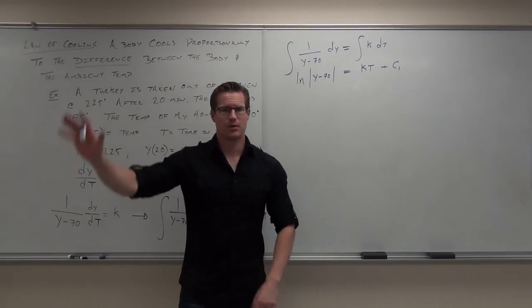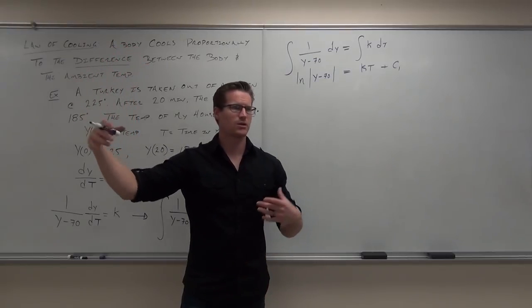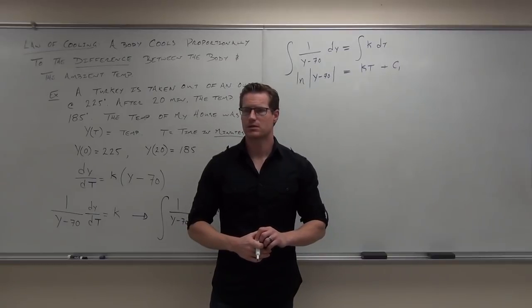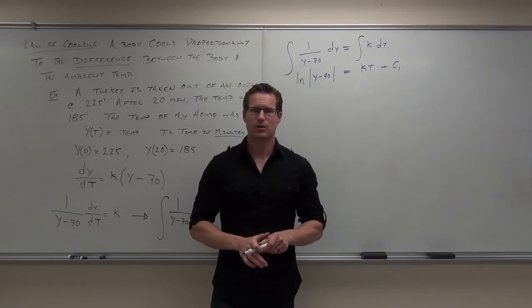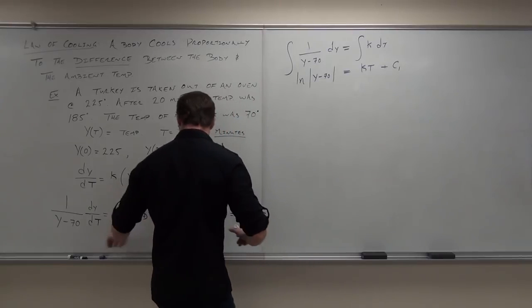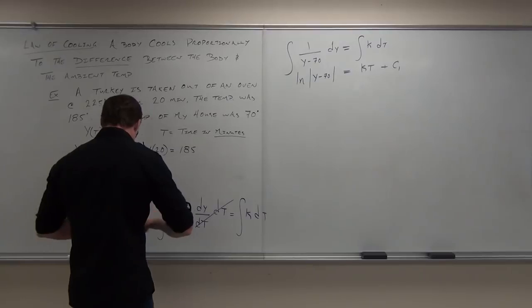Show of hands, feel okay with that one? Okay, calculus was pretty easy. Calculus is done. Now our job is to do what with this? Find an arbitrary constant. Well, we're going to have to solve for y to do that. So let's get rid of the ln. How do we get rid of the ln? We got to move quickly.